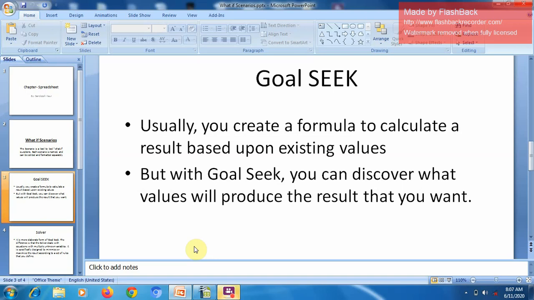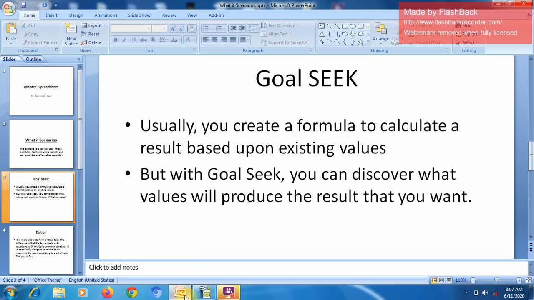Topic is goal seek. Usually, you create a formula to calculate a result based upon existing values. But in goal seek, you can discover what values will produce the result that you want. Basically, it is used when we want to achieve the goal. That is, we want to achieve our output. In this, we don't know the input values for achieving the particular goal or output.